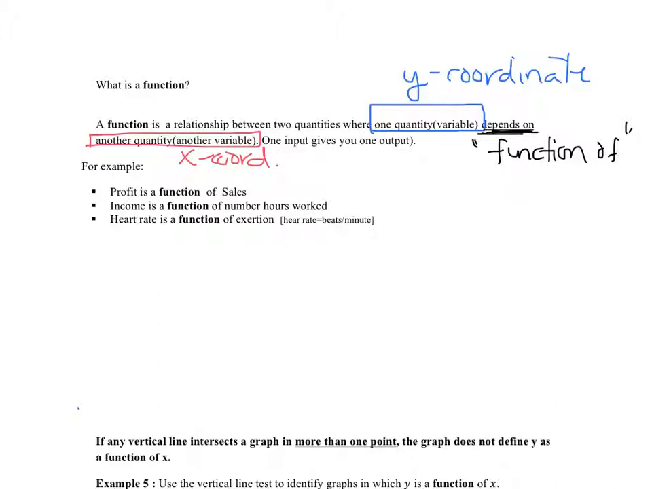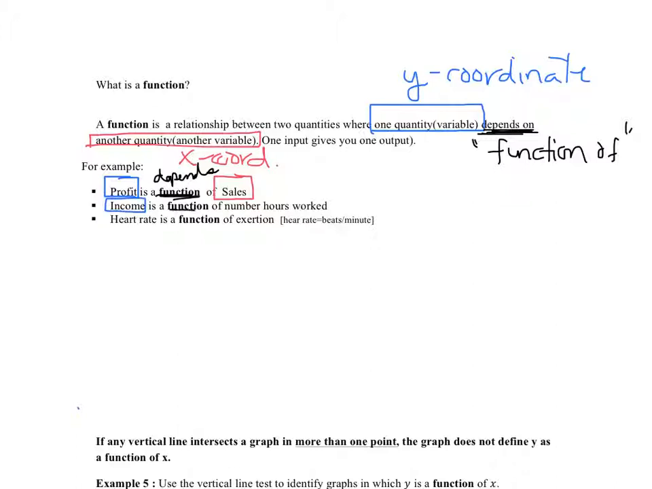I mean, a simple example here, there's a lot of examples, but I just chose a few. So profit, there's one quantity. Profit is a function of sales, right? The profit depends on sales. If sales are high, then profit is high. If sales are low, then profit is low. So we say profit is a function of sales, or profit depends on the sales.